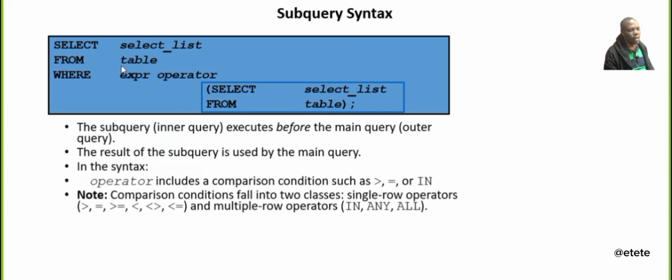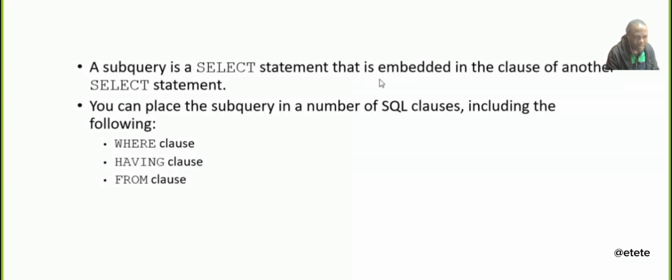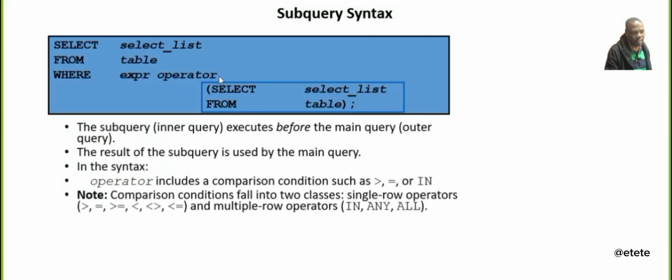Now look at the syntax. So we have the normal syntax, which is select, then select list from table, where expression operator, then this is the subquery. So like I read before, a subquery is a select statement that is embedded in the clause of another select statement. So you can see this is the syntax. This blue line is a subquery. Select list from table. It's still a select statement, but you are now putting the select statement inside the select statement. So this is an example of putting it in the where clause of another select statement.